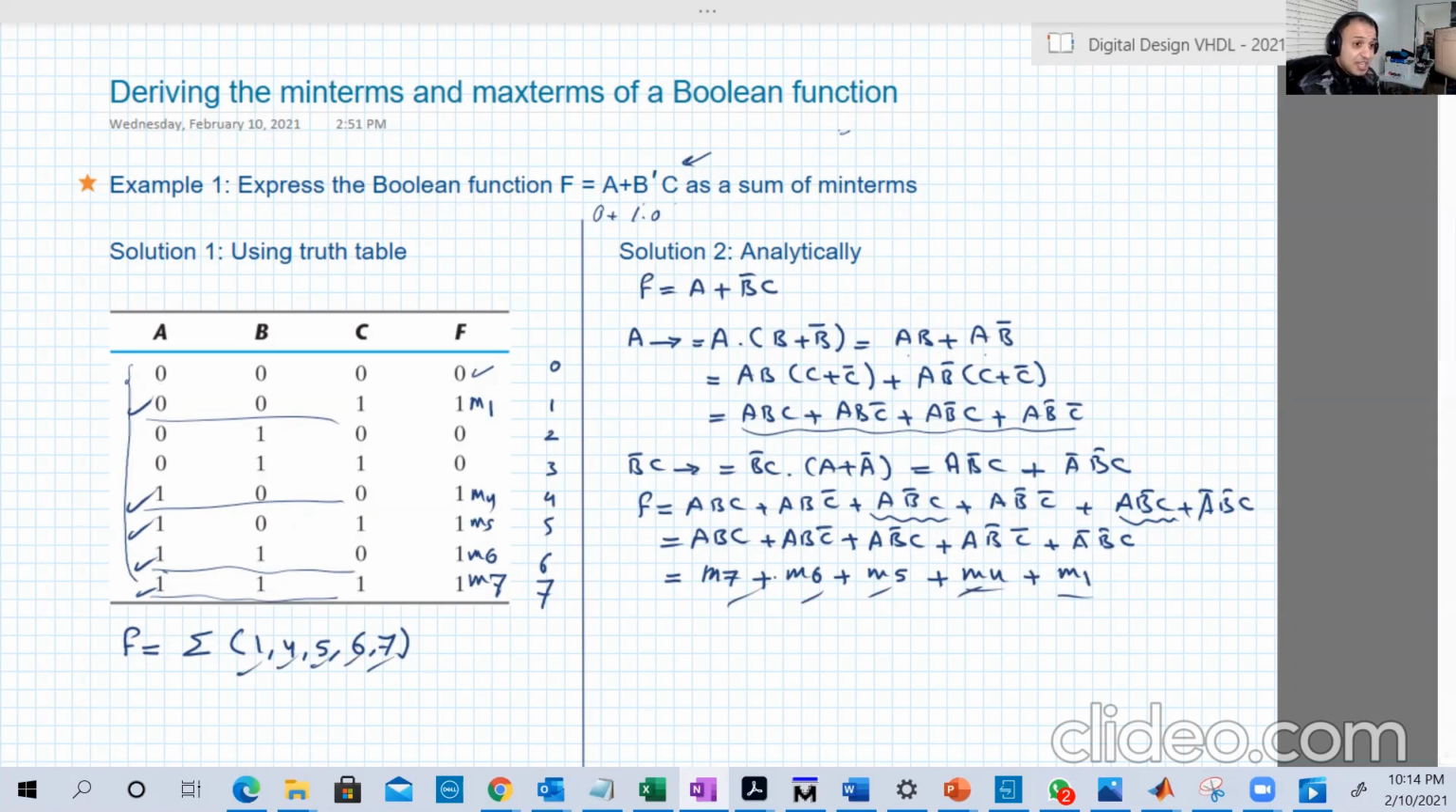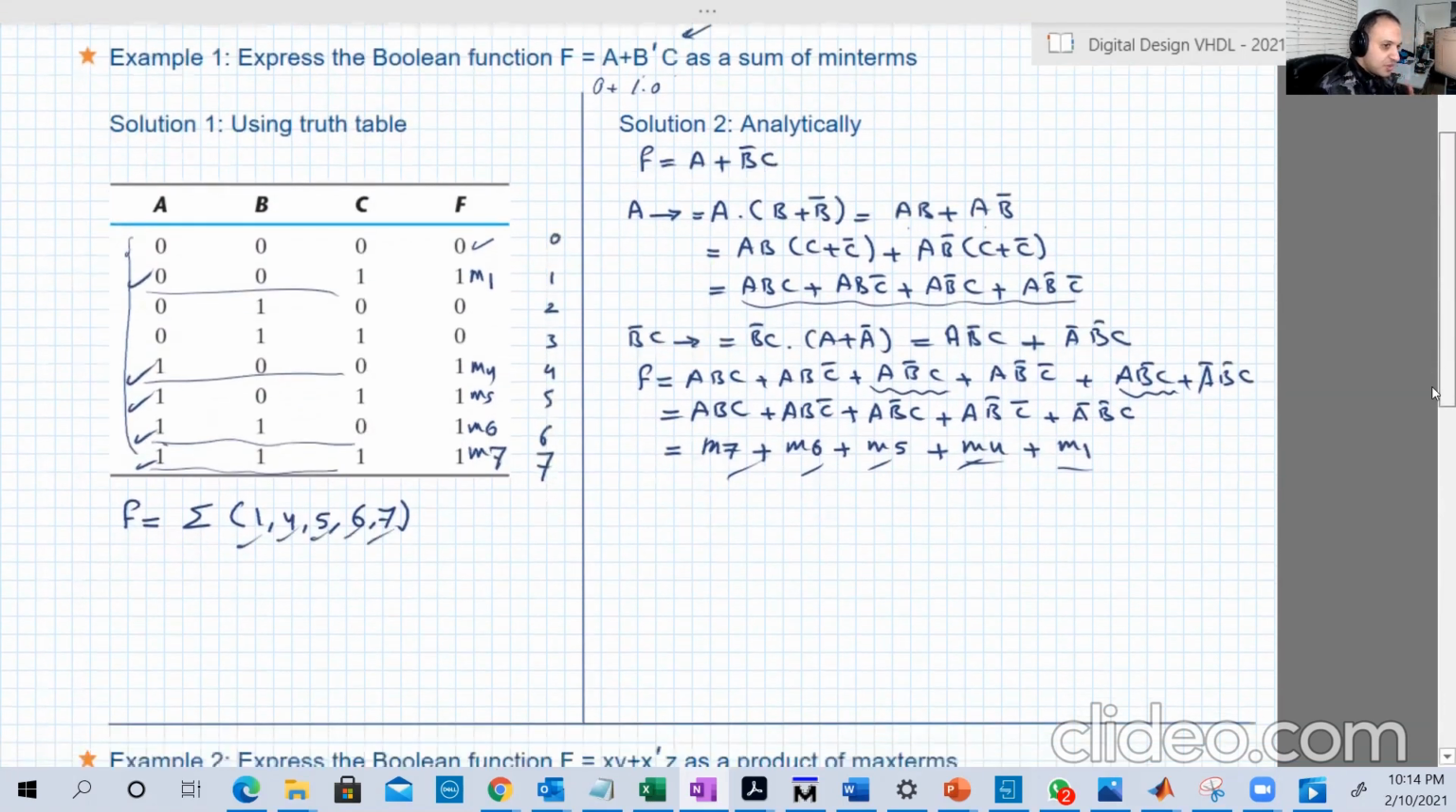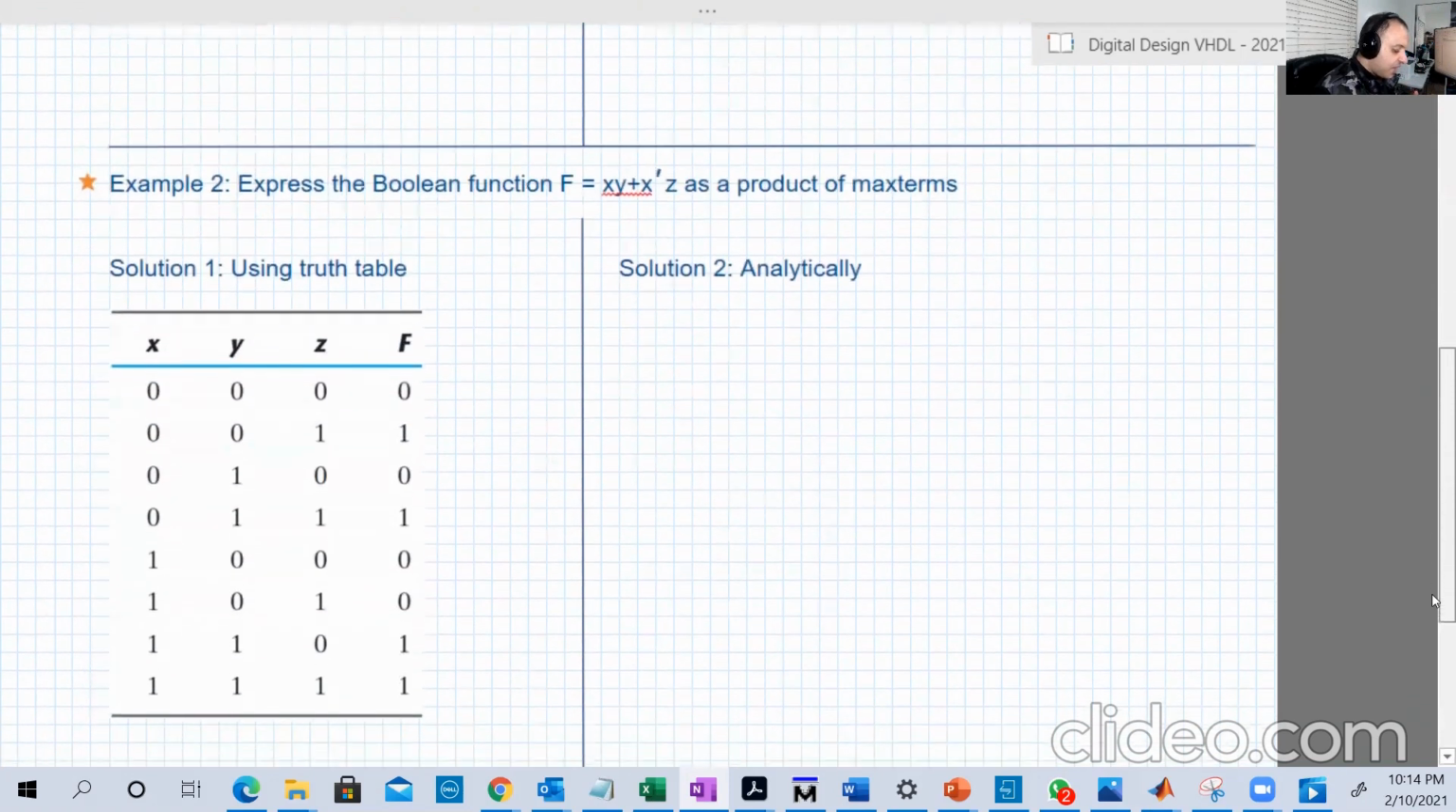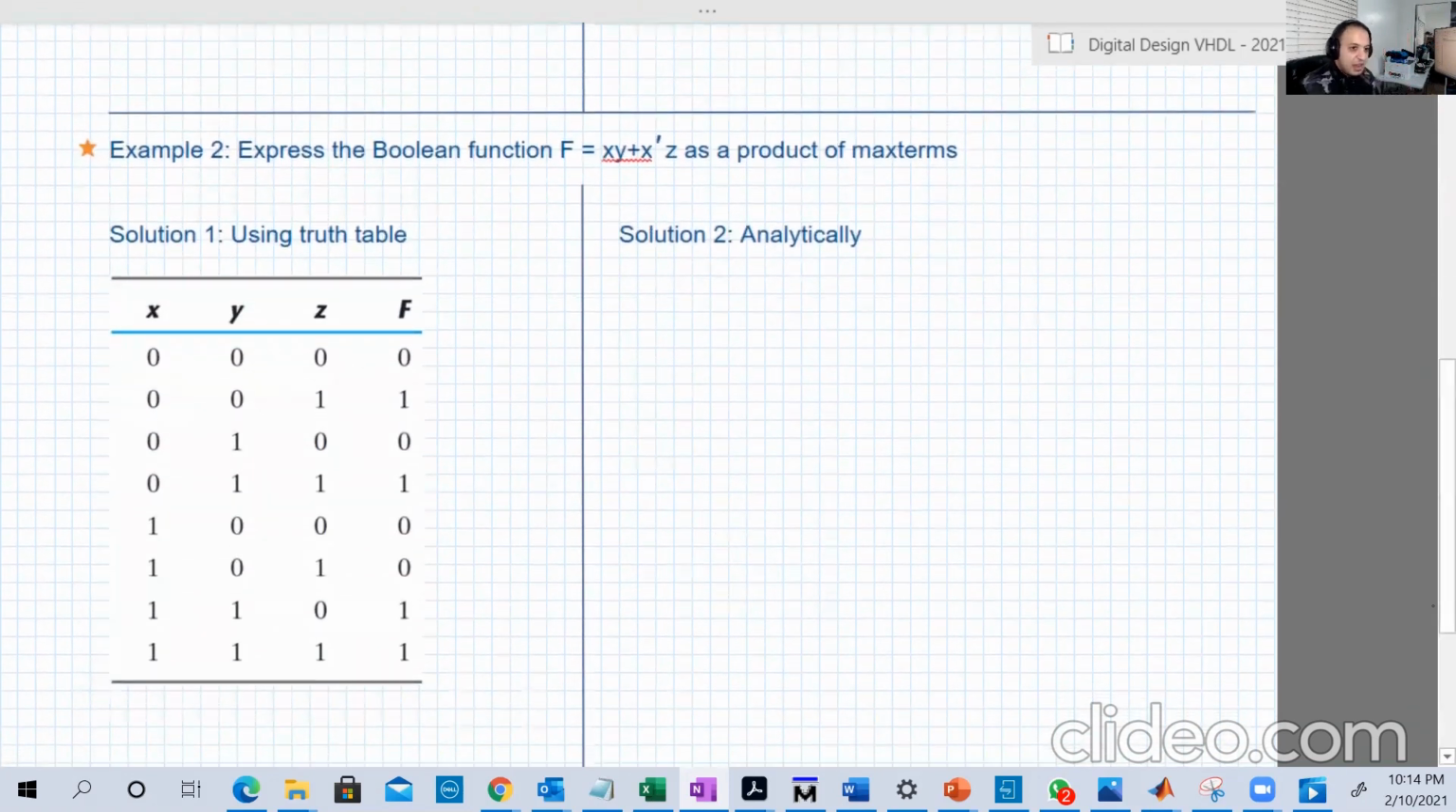So this is basically also a sum of product, but it's a sum of min terms. Each product here is a min term. Now let's see the opposite. If you are given a function, how to represent it as a product of max terms.